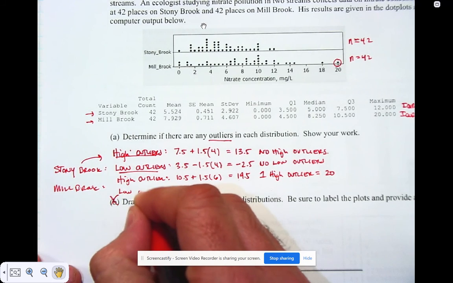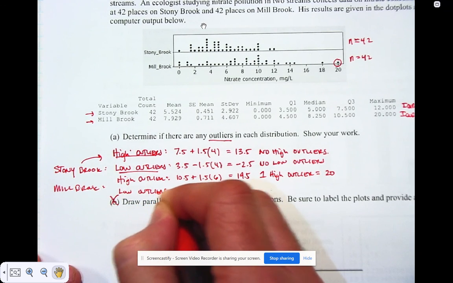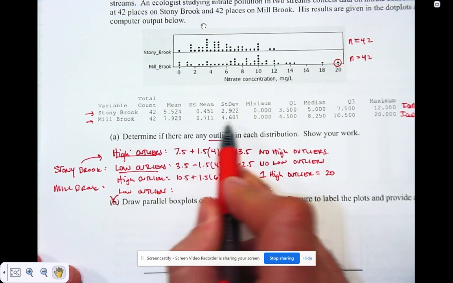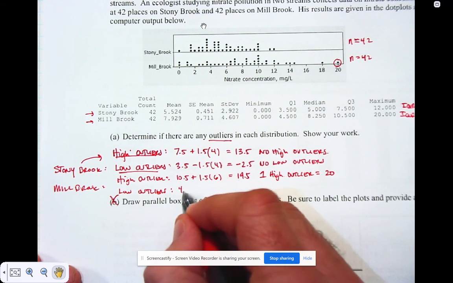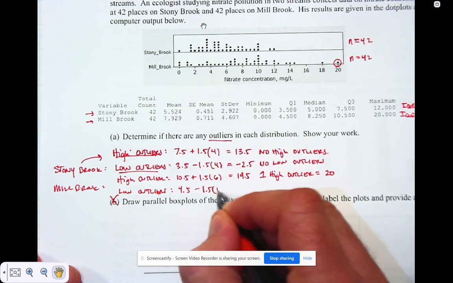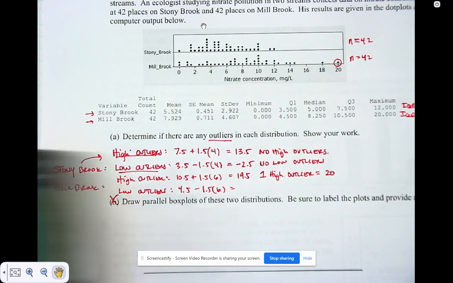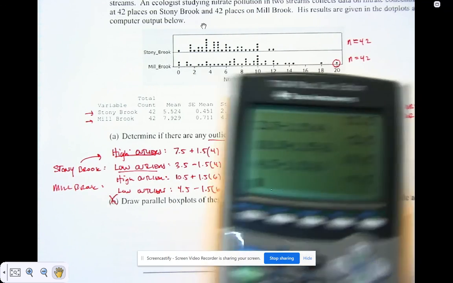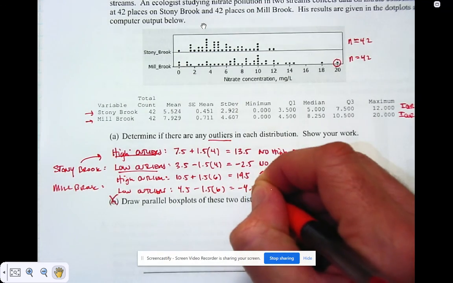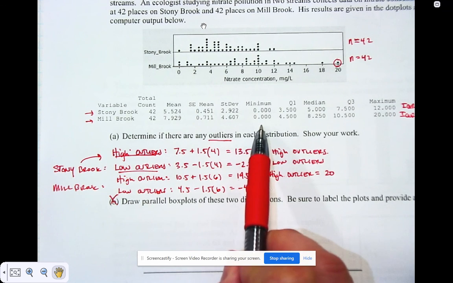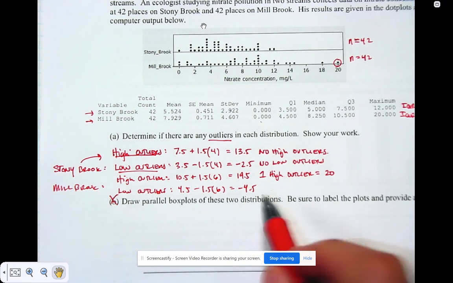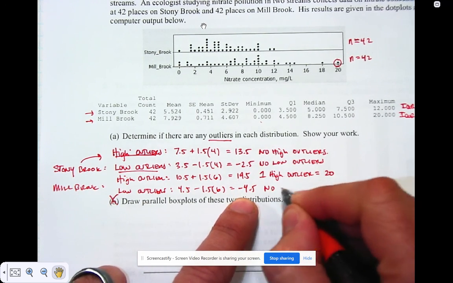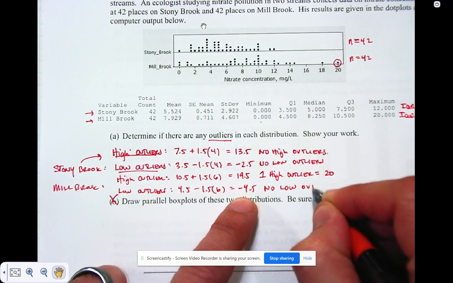All right, check low outliers. To check low outliers, you go to quartile 1, which is 4.5, and you subtract 1.5 times 6. Type it in: 4.5 minus 1.5 times 6. You get negative 4.5. And once again, the minimum value of concentration of nitrates is 0, so it's not going to be negative. So you would say no low outliers.